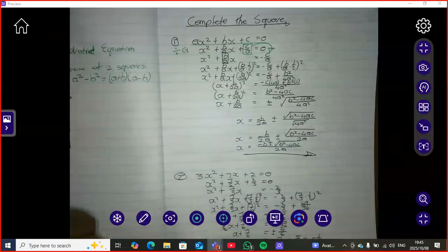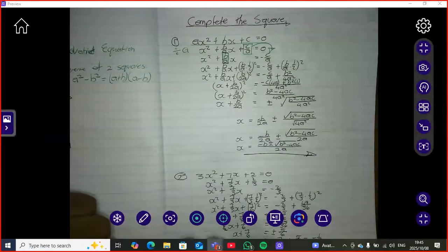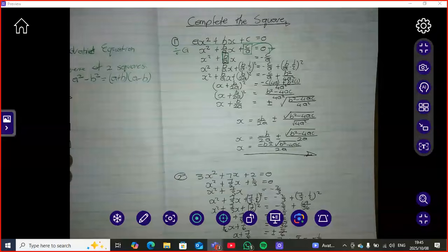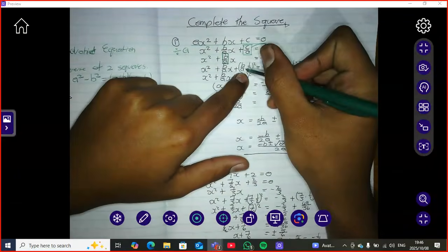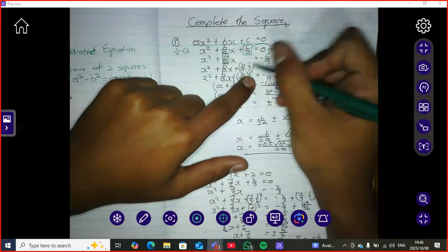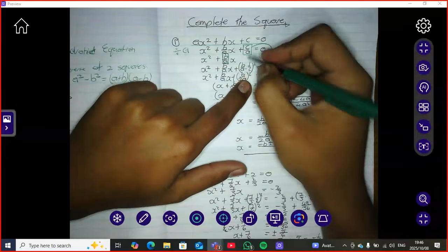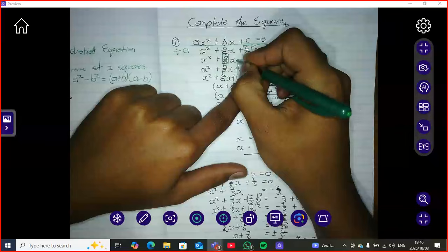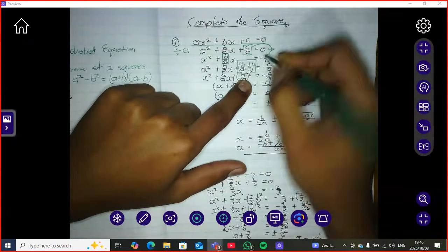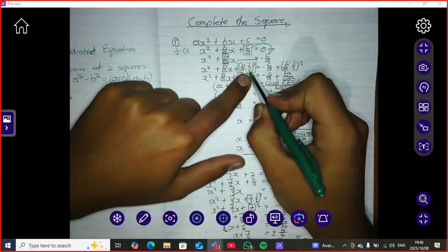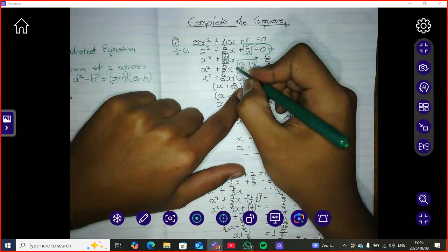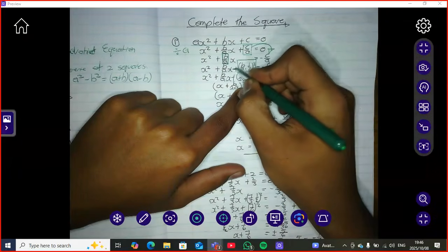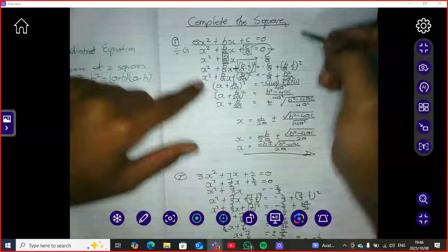So, whatever your b value is, no matter what it is, if it's infinity and beyond, you write it in brackets times a half squared like this. You have to do this. You take your b value times a half in brackets squared and you add it. You always plus it no matter what.